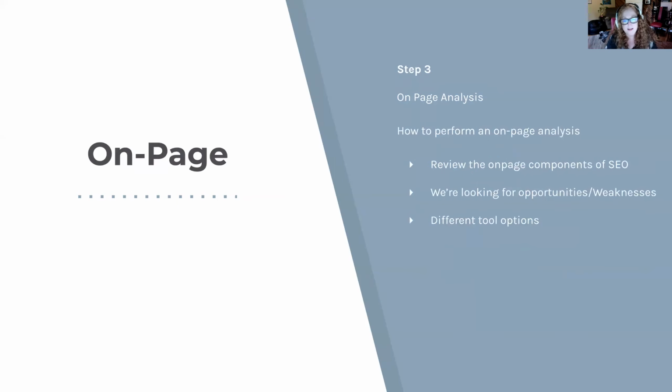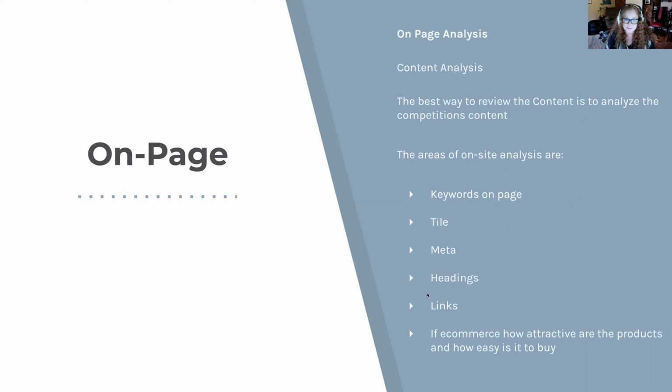So our on-page analysis is we're going to review the on-page components, look for opportunities and weaknesses, and use all those different tools. You know these things. These are the things that are important to SEO, right? Keywords on the page, title, of course I spelled it tile. I'm glad Google spell checked that for me. Meta descriptions, headings, links.